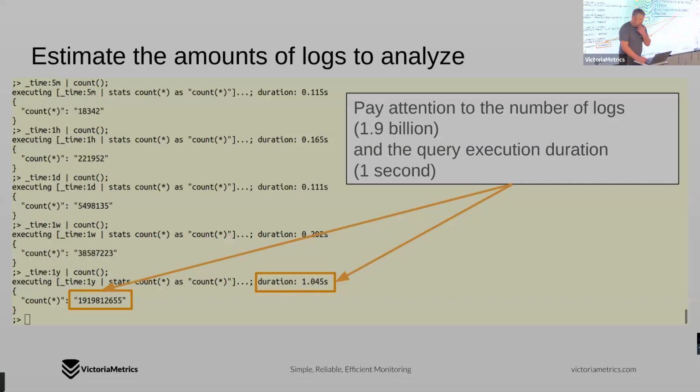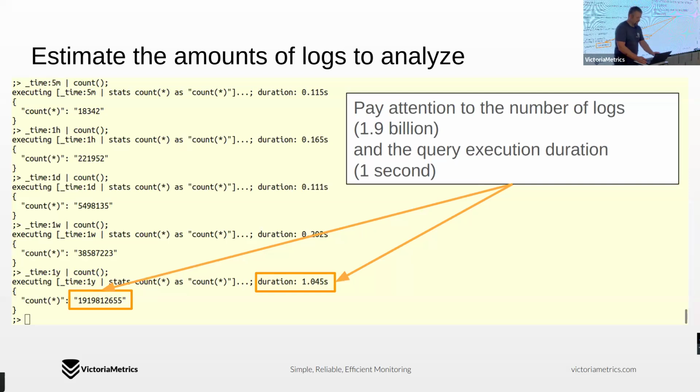So, as I already showed you in this demo, you can look at this query, which selects all the logs for the last year and counts the number of logs, and is executed in 1 second. And this query is executed, as I said, on a single node VictoriaLogs instance, which runs on a 4 CPU core host with 14 gigabytes of memory.